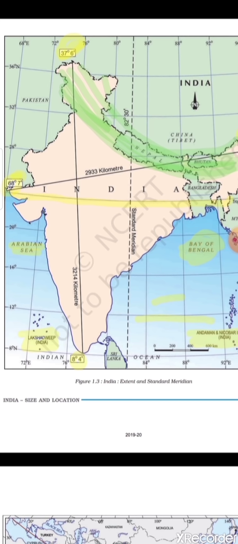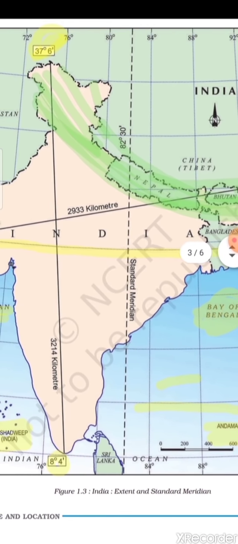India is the 7th largest country of the world, and the land boundary of India is 15,200 kilometer, and the length of the coastline of India is 7,516.6 kilometer. 82 degree 30 minute east passing through Mirzapur, UP, which has been taken as the standard meridian of India, which gives the whole country a uniform time.